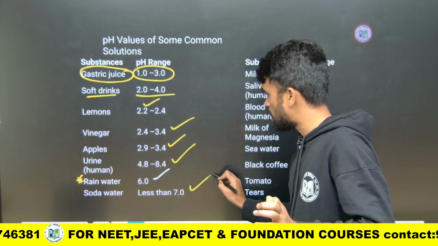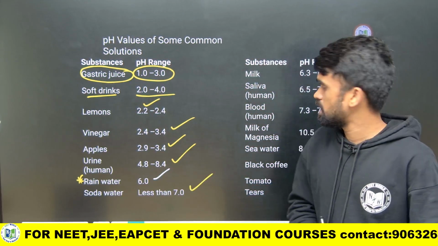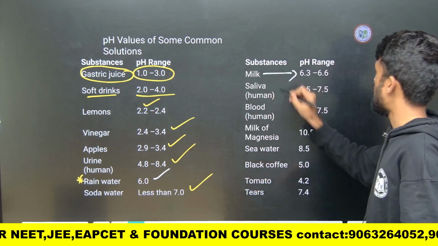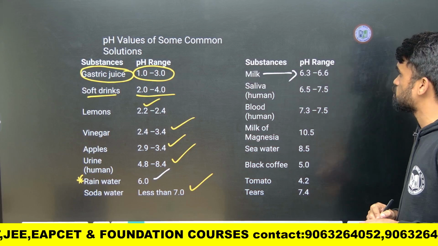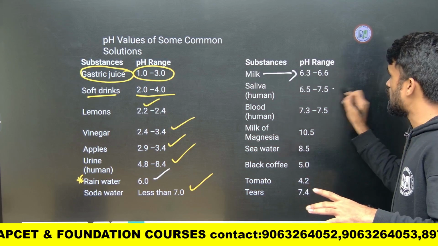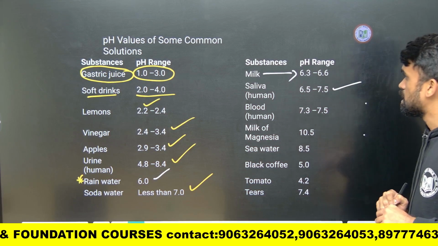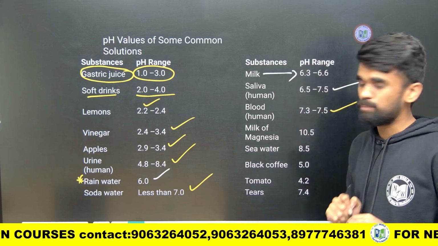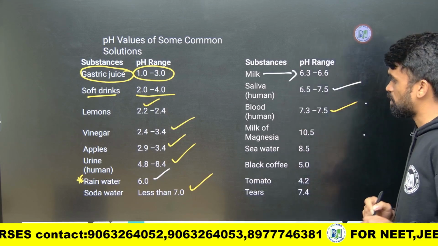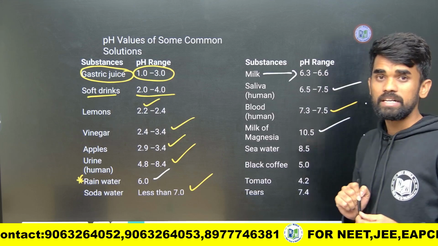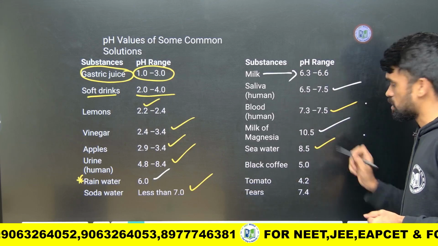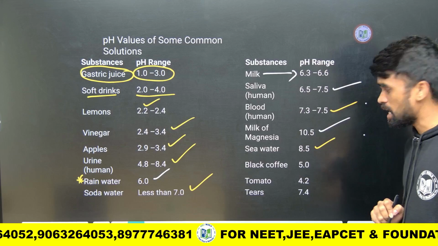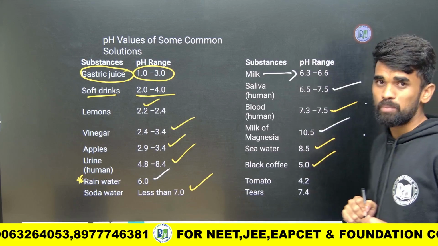Again, soda water will have pH less than 7. Next, milk will have around 6.3 to 6.6. Saliva, human saliva, has 6.5 to 7.5. Human blood has a slightly basic range, 7.3 to 7.5. Milk of magnesia 10.5, okay. Seawater 8.5, alkaline. Black coffee has 5.0, okay.